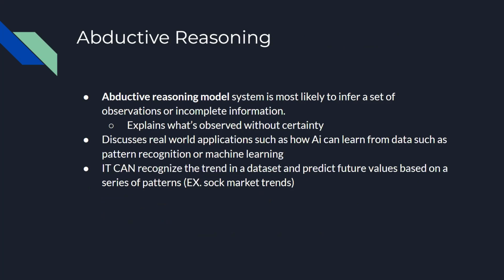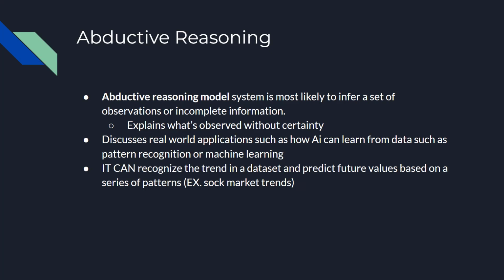The second model that I want to talk about is abductive reasoning. It infers from a set of observations or incomplete information, and it explains what's observed without certainty. With all models, they won't say that they're not sure when you ask something they might not know or aren't familiar with. It will 100% not say that it doesn't know or is uncertain. It would most likely give an answer with full confidence, even though it might not be true. So just be aware of that.